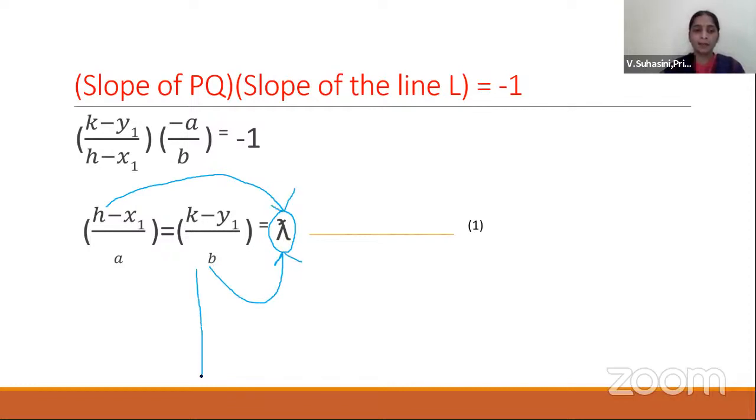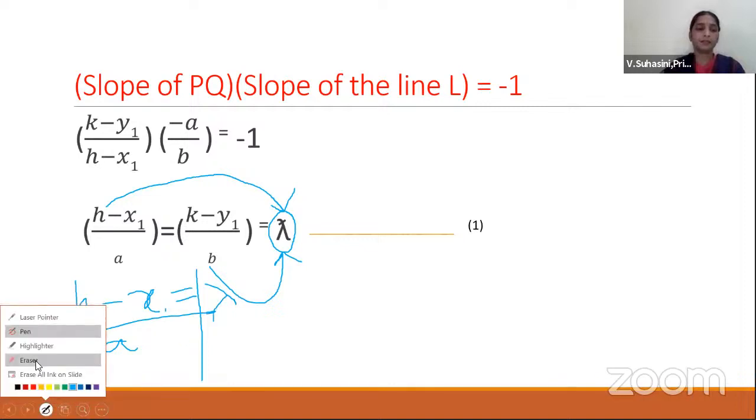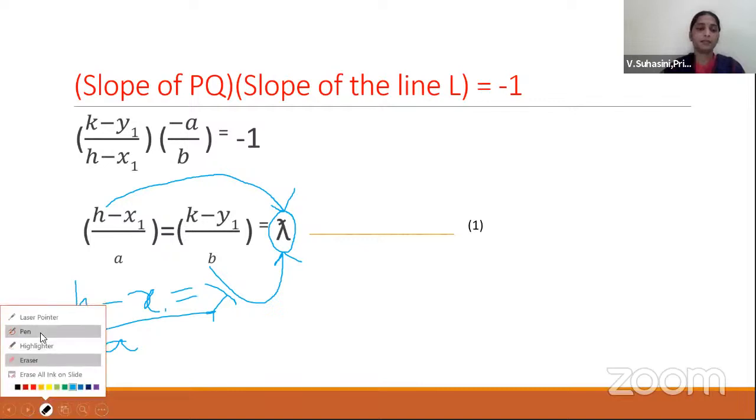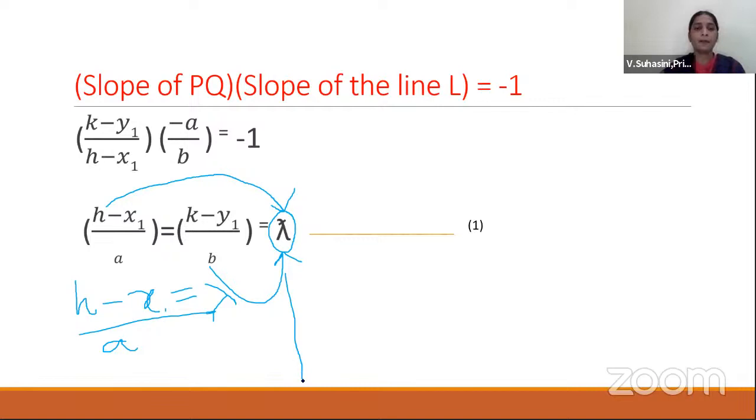Okay, then equate h minus x1 by a is equal to lambda. Similarly, k minus y1 by b is equal to lambda.